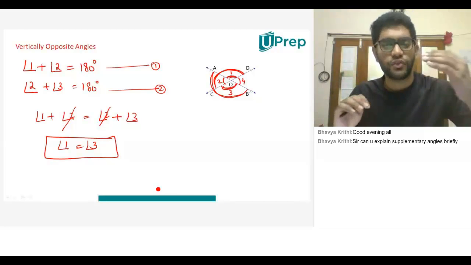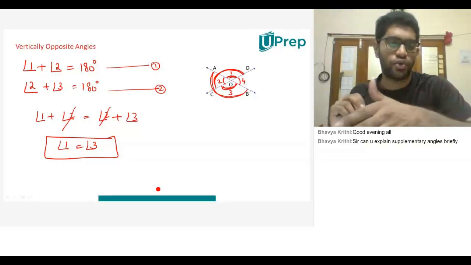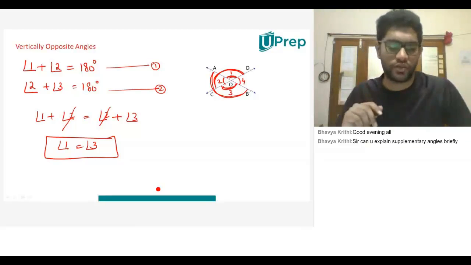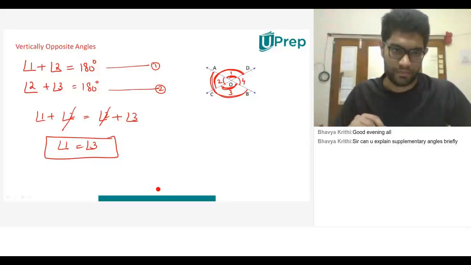Similarly, if you take angle 2 and 3 and 3 and 4, you will get angle 2 equal to angle 4. As simple as that. 1 and 3 get cancelled.